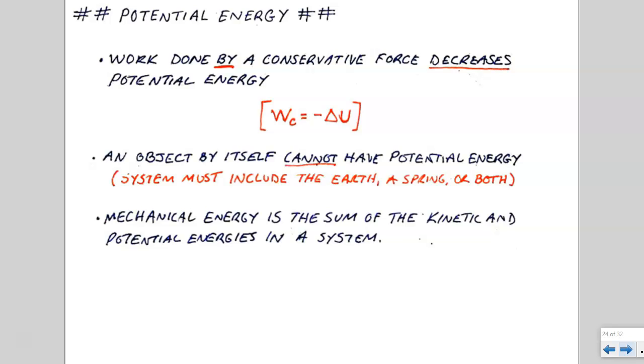Kinetic and potential energies combine to form what we call mechanical energy because they relate to the motion of an object. Let's take a look at two questions related to potential energy. First, rank in order from largest to smallest the gravitational potential energies of the identical balls 1 through 4.